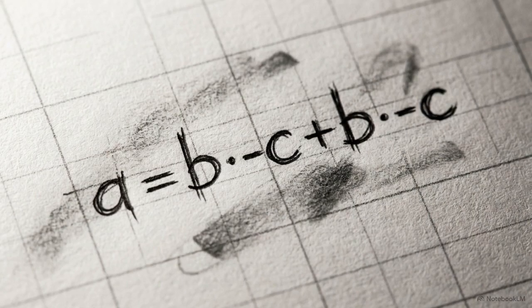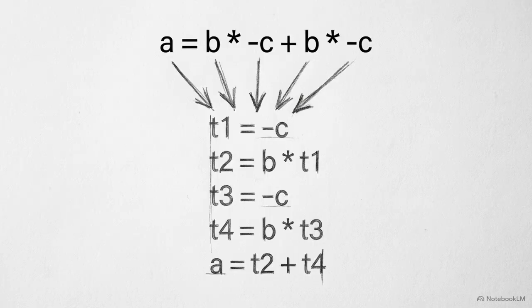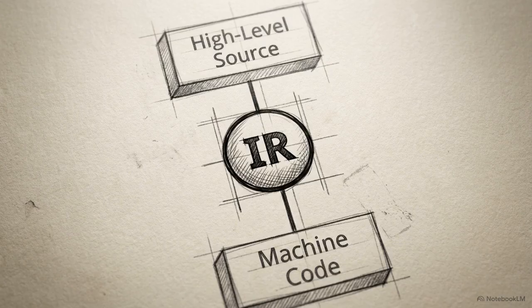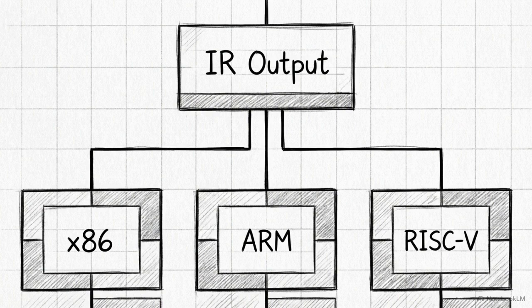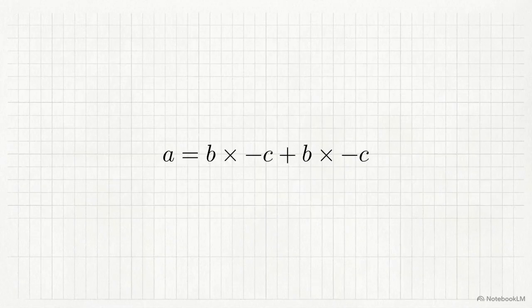To see exactly how this works, we will track a single mathematical expression as it is flattened, type-checked, and mapped into memory. IR acts as the stable pivot point between high-level logic and low-level execution, providing the necessary abstraction for multi-platform compilation. This equation, A equals B times negative C plus B times negative C, is our starting point.